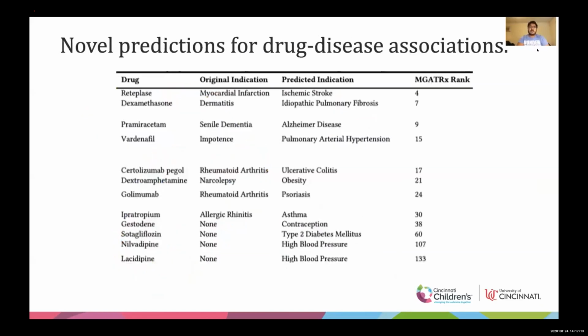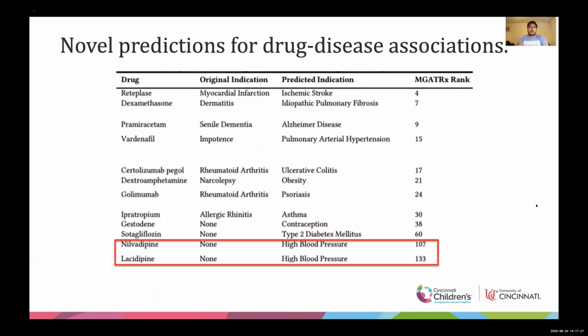In our work, we briefly discussed some of the novel predictions of MGAT-RX. We selected 12 drugs with their original indication and MGAT-RX predicted indication, along with the literature evidence for ongoing investigations. Most calcium channel blockers are known to have therapeutic efficacy for hypertension. In our predictions, a couple of calcium channel blockers in clinical trials are predicted for high blood pressure. Dextroamphetamine is a well-known drug for treating narcolepsy and attention deficit hyperactivity disorders. In our predictions, we found that it is predicted to treat obesity.